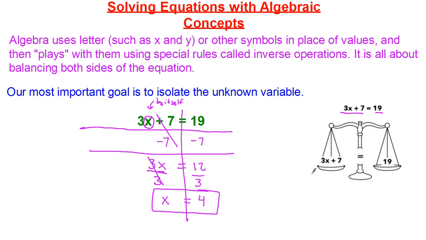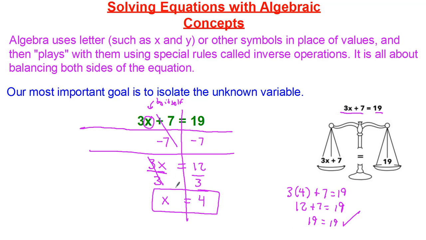Now, let's plug in and see if that's true. We have 3 times 4, because we're saying x is 4, plus 7 equals 19. 3 times 4 is 12. 12 plus 7 is equal to 19. Yes, 19 is equal to 19, so we know that we did that correct.